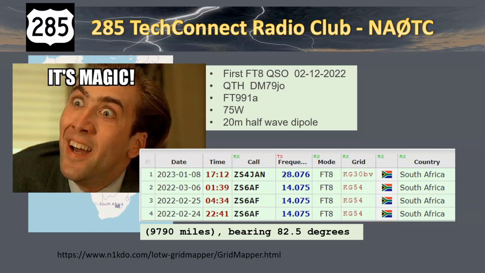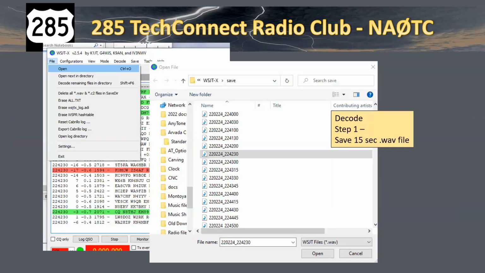But even though it's magic, I really wanted to understand what the magicians were doing. That would be Joe Taylor and Steve Franke. So I thought I'd look a little deeper under the hood to figure out how this was actually working. I looked at a lot of different documentation, and I saw that the first thing the software does is record a 15-second wave file. So I thought, maybe I'll look at one of those audio files and see what that looks like.